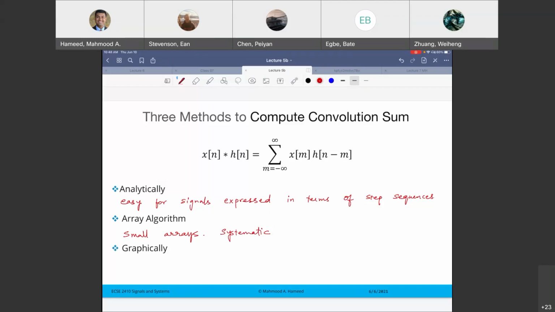Then the last one is graphically. That's where you see me do this: flip and then move it across. So when you're doing things graphically, at each step you are sort of imagining how the signals are moving, right? Graphically expressing the things. So we'll try to look at all these 3 variations. Graphically would apply for almost all situations.